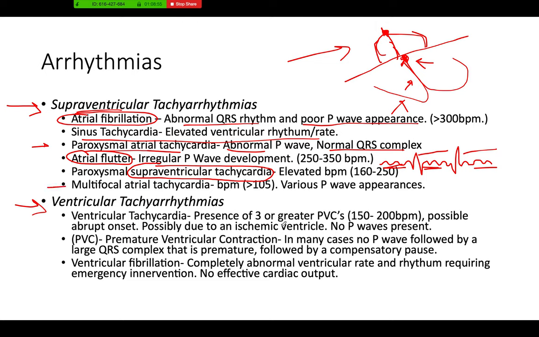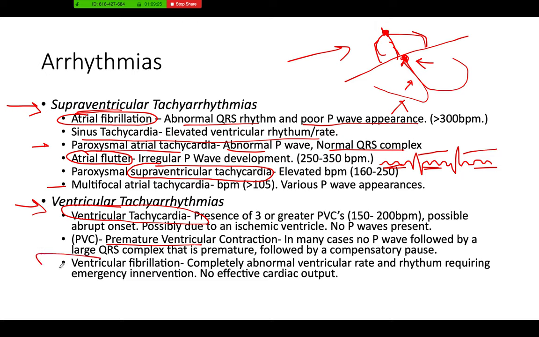Ventricular tachycardia, VTAC. Again, we look for very large, wide QRS complexes. This is one that we need to be able to identify. Premature ventricular contraction. This is almost sort of a precursor to VTAC. We see very wide QRS complexes, sort of intermittently, and so not constantly, but every once in a while we'll see this very wide QRS complex, and that is a premature ventricular contraction.